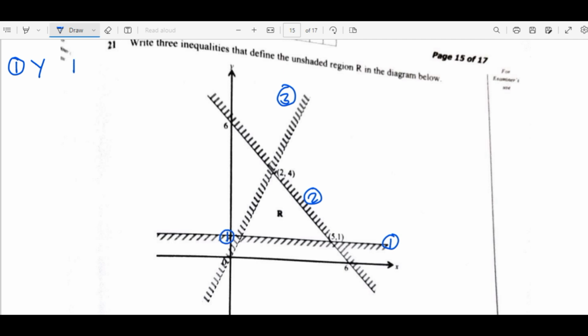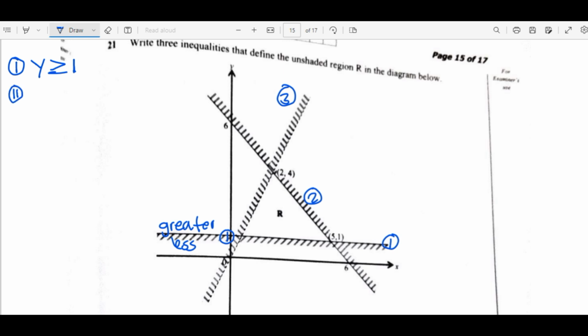So we put 1. After you are done with this one, you need to identify the region which is greater and the one which is lower. So the above is always greater. Then here, this is less. The unshaded region is the region that represents the unwanted. So what we want is greater. We use y greater than or equal to 1. Then we move on to inequality number 2.